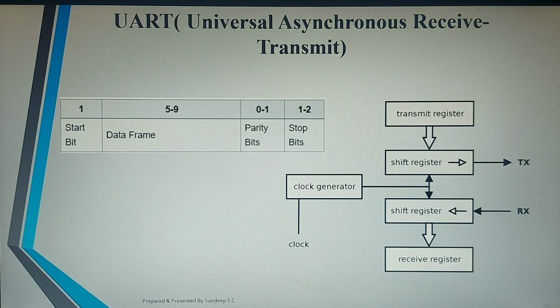Similarly, when we want to receive, the data will be received on the RX line. RX is the receiver line. Again, receiving will be serial, so it will be received into a shift register, and then the data will be transferred to the receive register. So this is the general flow of how exactly communication happens in UART.